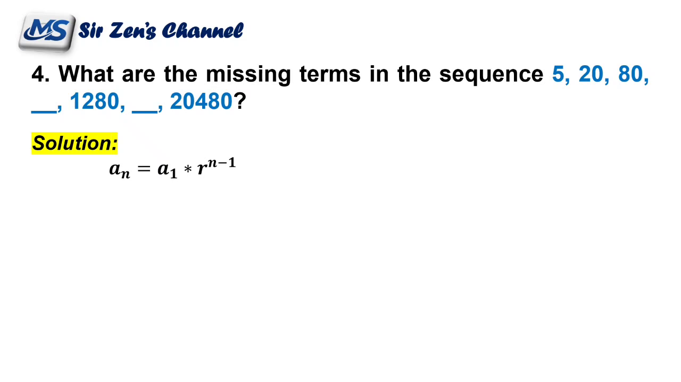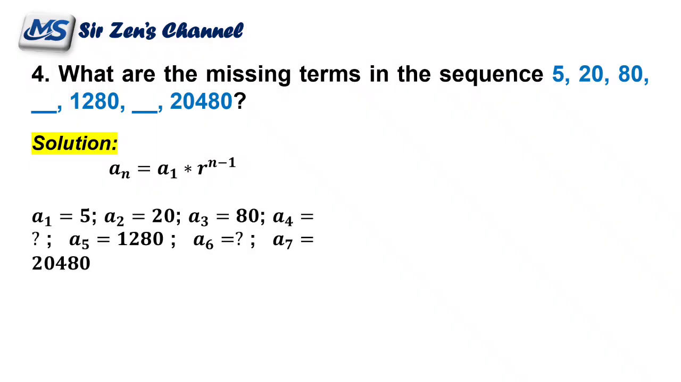So the givens are a sub 1, that is 5, a sub 2, that is 20, a sub 3, that is 80, a sub 4 we don't know, a sub 5 is 1280, a sub 6 we don't know yet, and a sub 7 is 20,480. So just substitute the given values.